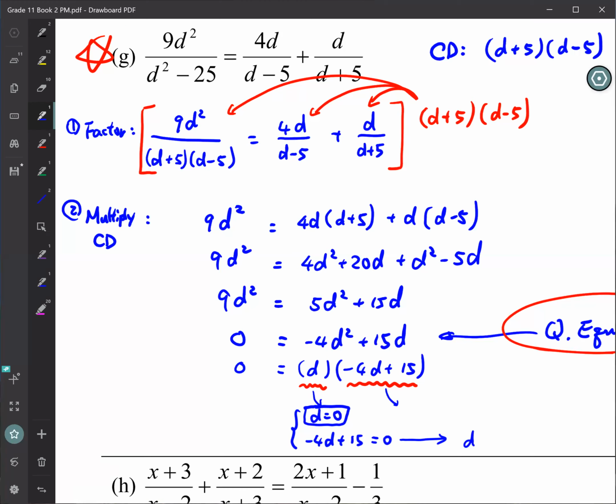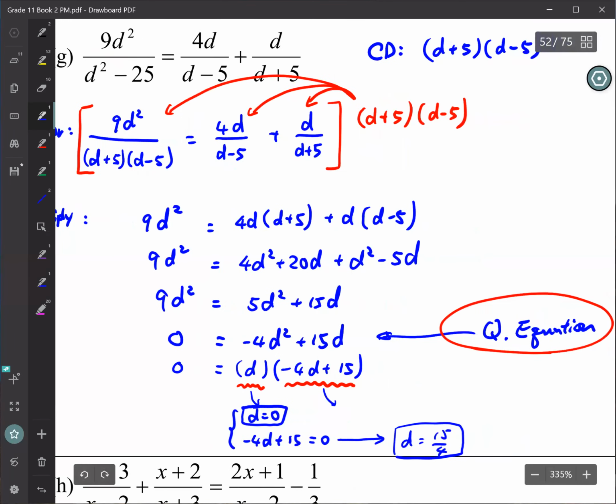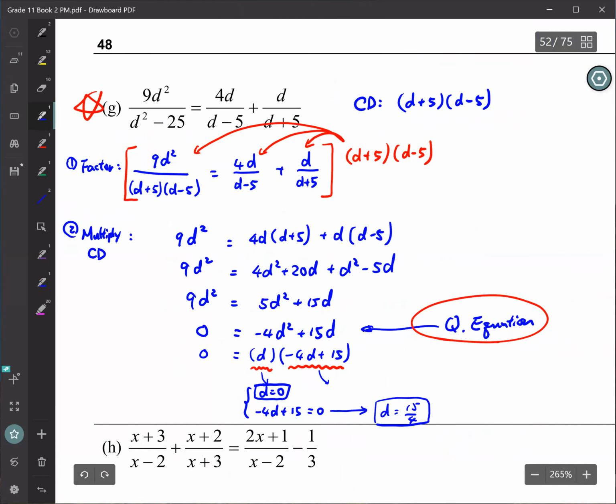D equals 15/4. Yeah, 15/4. Very good. So the old things that you learned before are dragging you guys down here. Now you have quadratic equation, I hope it has helped you review. You just factor it, take each of the factors, make it equal to 0 and solve for D.